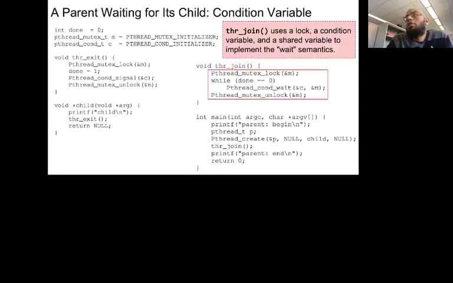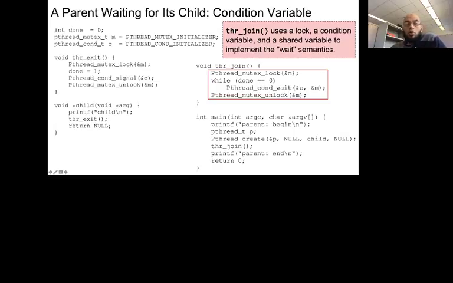The thread join works like this. You have basically a mutex lock. You acquire a lock. Then while done is equal to 0. So as long as the child thread did not exit, you basically wait on the conditional variable. And when you wait on the conditional variable, you pass both the conditional variable that you're waiting on and the lock that you have just acquired.